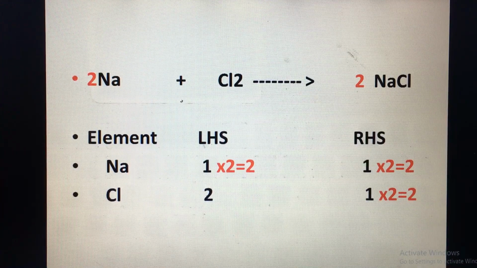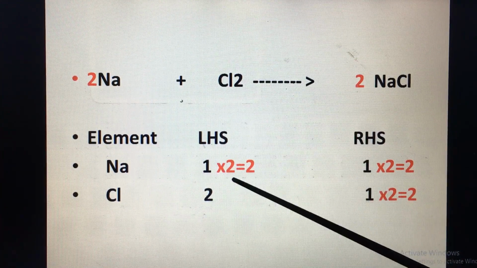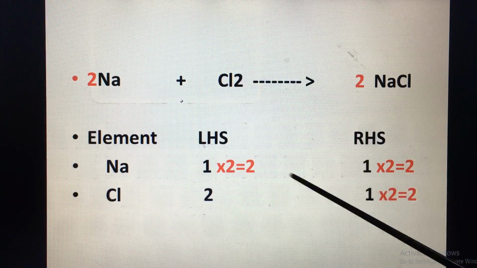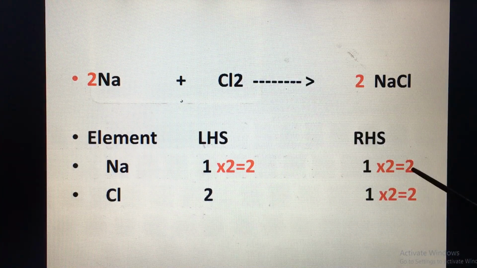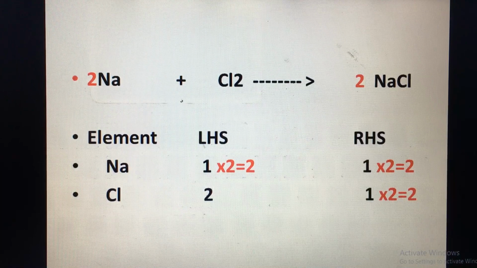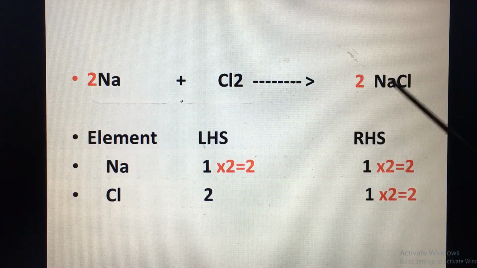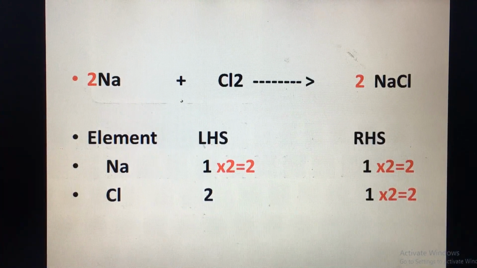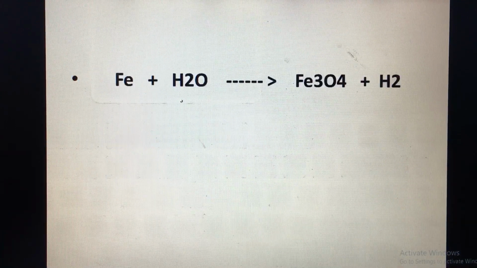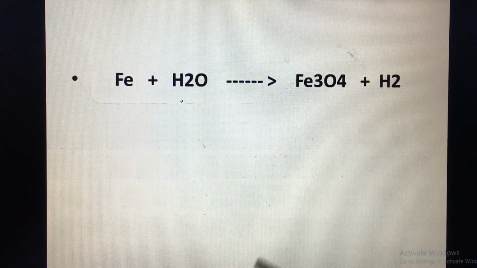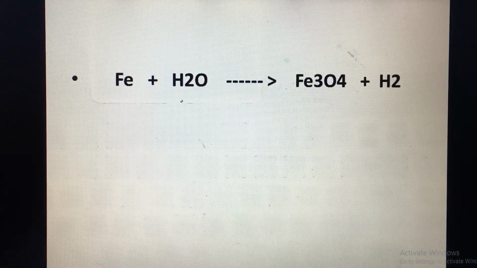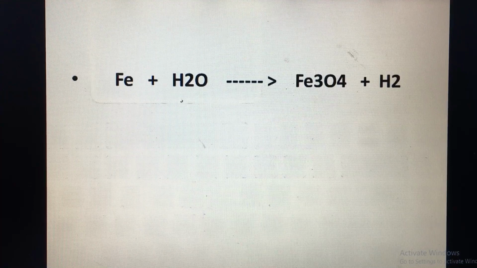How is that? Because we have 2 sodium on the left hand side and 2 sodium on the right hand side, 2 chlorine on the left hand side and 2 chlorine on the right hand side. So our equation will become 2Na plus Cl2 gives 2NaCl. And remember, you must balance the chemical equation, never leave it unbalanced. So here we have the next example, and try balancing it yourself. Try to do it mentally, okay.